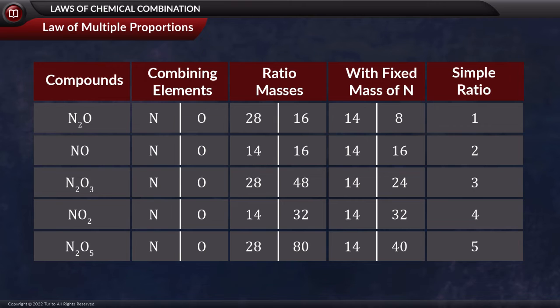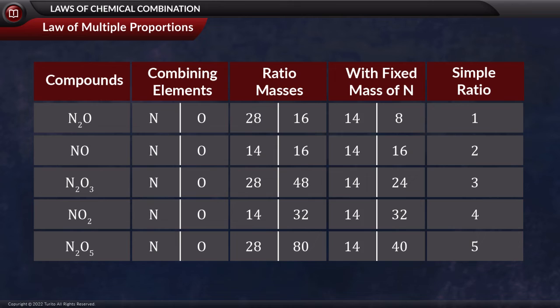Nitrogen forms 5 types of oxides, which are N2O, NO, N2O3, NO2 and N2O5. In these compounds, the masses of N and O are respectively as follows. In N2O, nitrogen 28 and oxygen 16, while in NO, N 14 and O 16. Next, in N2O3, N 28 and O 48, while in NO2, N is 14 and O 32. Finally, in N2O5, N is 28, while O is 80.